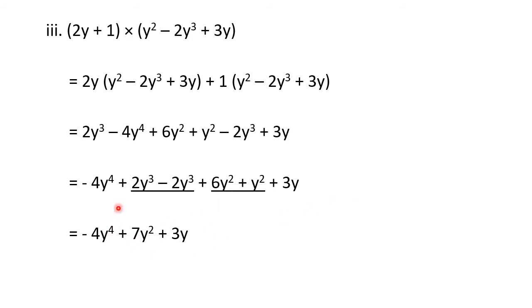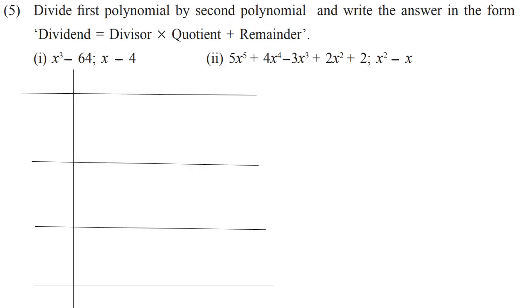Here also you can observe the degree of the first polynomial is 1 and the degree of the second polynomial is 3. So 3 plus 1, we can find the degree of the product is 4. Okay, so in multiplication, the degrees of the polynomials add up to give the degree of the product. This observation you have to keep in mind. Now let's go ahead towards the next question.